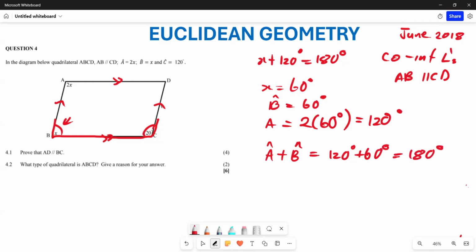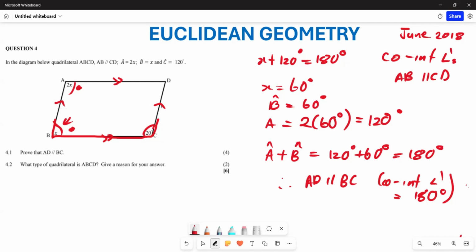So if these two angles give you 180 degrees, therefore you can conclude that your AD is going to be parallel to your BC because co-interior angles are equal to 180 degrees. Can you see that you've proven that these co-interior angles here are adding up to 180 degrees? So therefore, this line is also going to be parallel to that one. So basically, that is the reason that we are going to use to prove that.